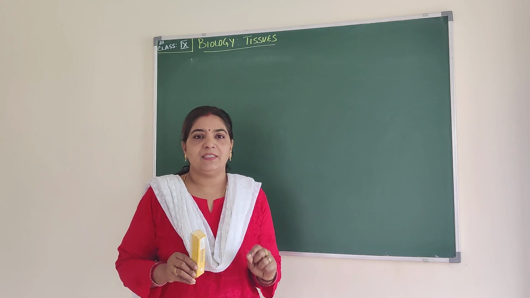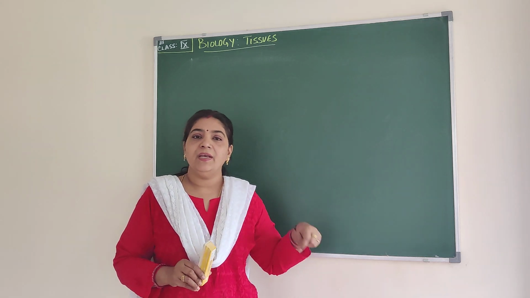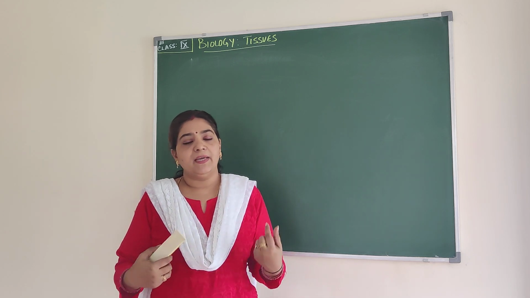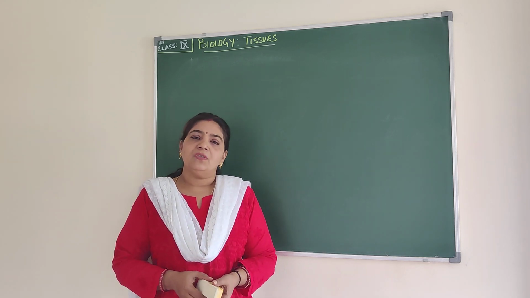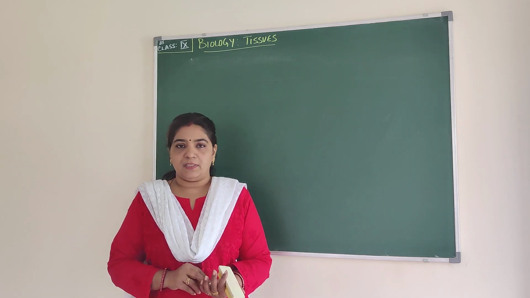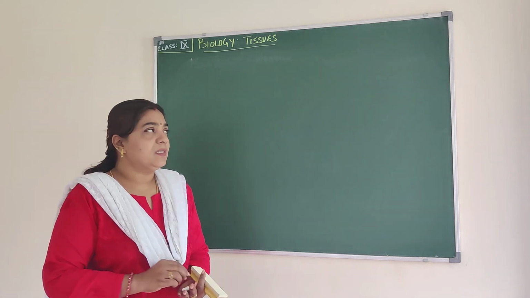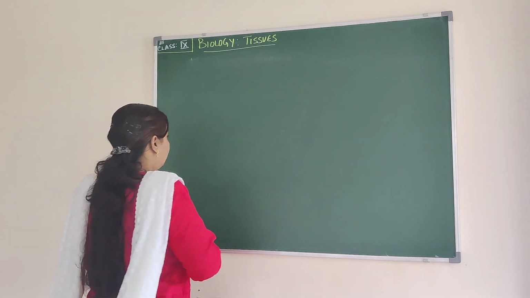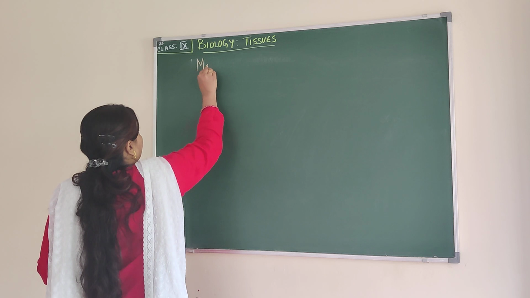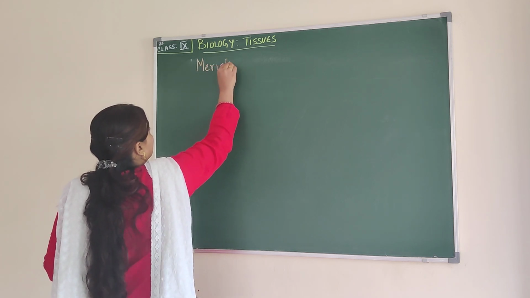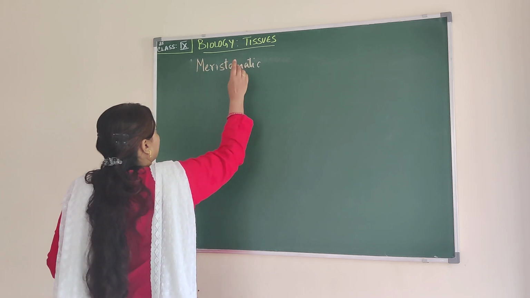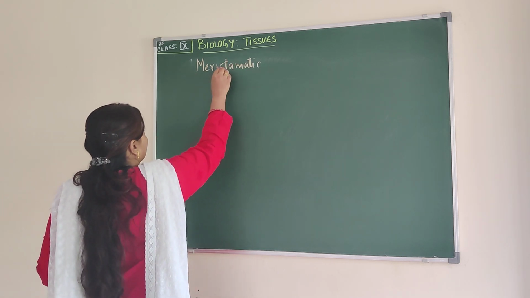Meristematic tissue has the capacity to divide throughout the life of the plant. It will be dividing and helping the plants to grow. So today let us learn what are the different types of meristematic tissue. Meristematic tissue is of three types. So which are the three types of meristematic tissue?